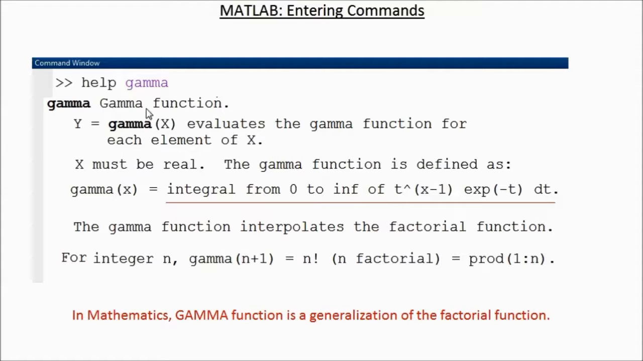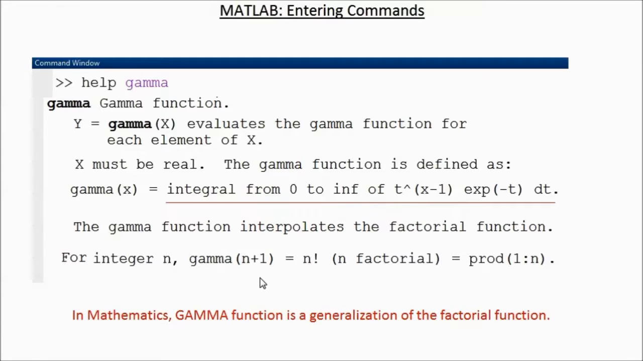Gamma of x returns the gamma function of that x argument. X must be real in the MATLAB syntax. The gamma function is defined as the integral from 0 to infinity of t to the x minus 1 times e to the minus t dt. So it interpolates the factorial function. It is described as a generalization of the factorial function. When the argument is an integer, gamma of n plus 1 is n factorial, and this can be easily shown.